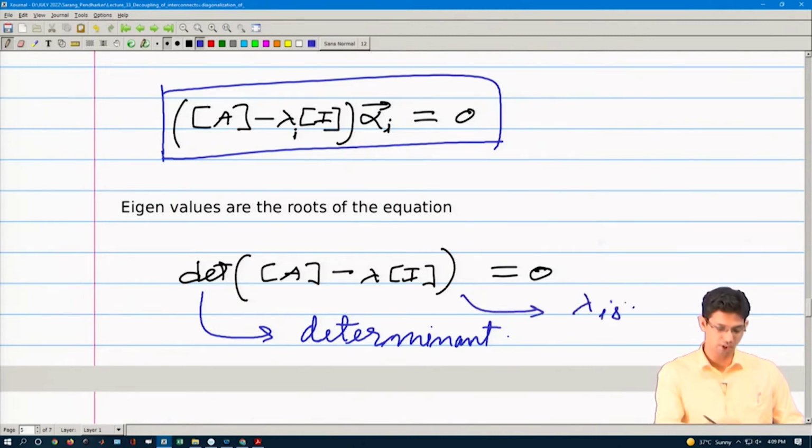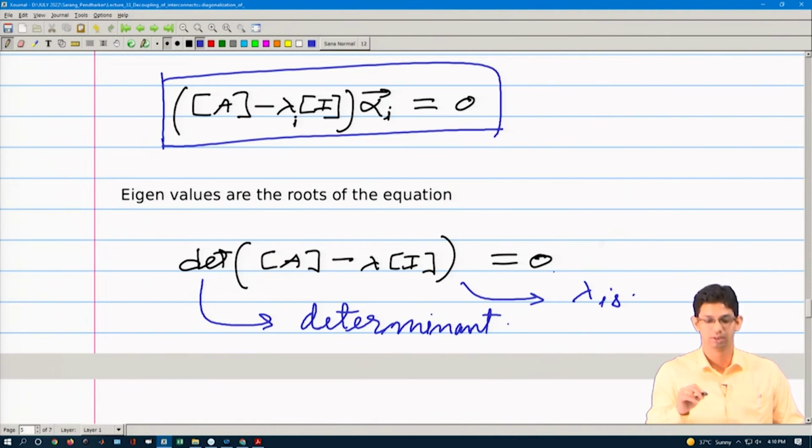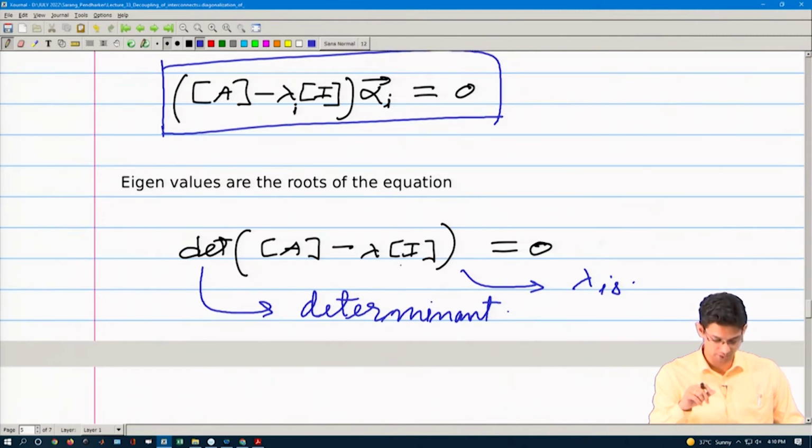So, to start with the only information you had was this A. From A you can solve this equation and get the lambda i's. Once you get the lambda i's, you can then assemble them to form your diagonal matrix. You can find the eigenvectors and assemble them to get your transformation matrix.